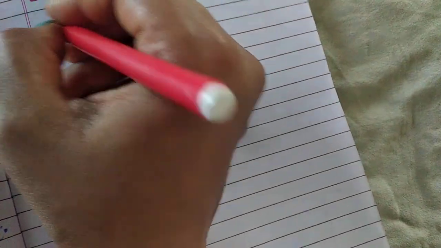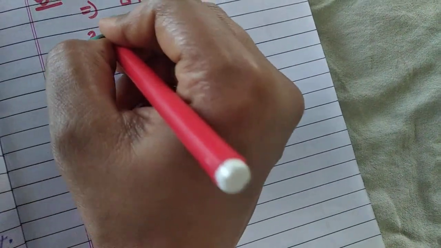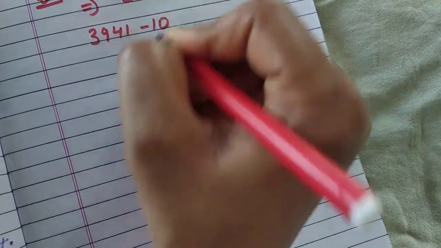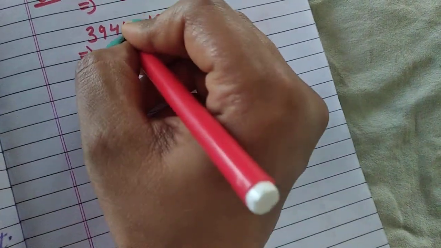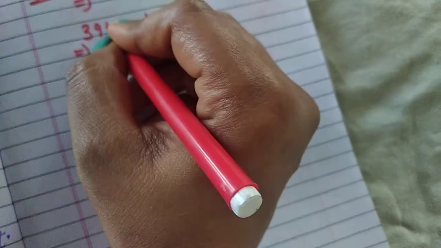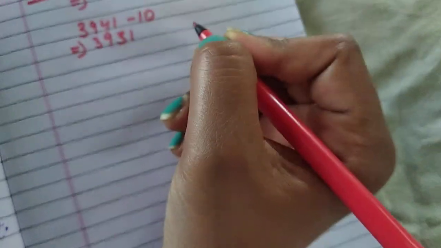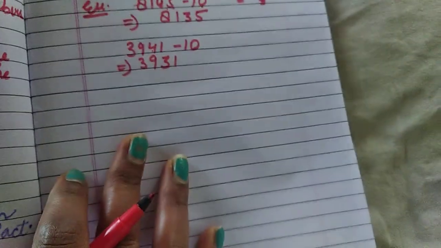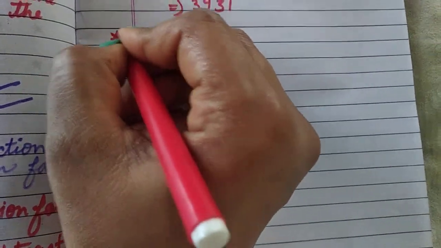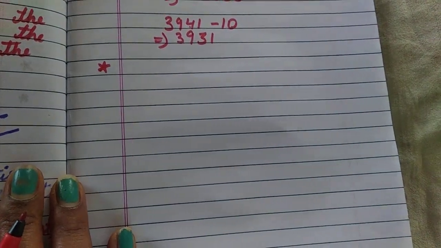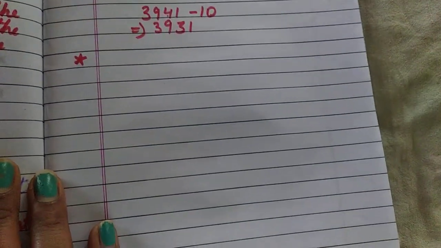Okay, let's do one more example. 3941 minus 10. So what answer do we get? 1 minus 0 is equal to 1. 4 minus 1 is equal to 3. 9 as it is, 3 as it is. Clear? Like that, same, when we subtract 100, we subtract 1 from the hundreds digit.